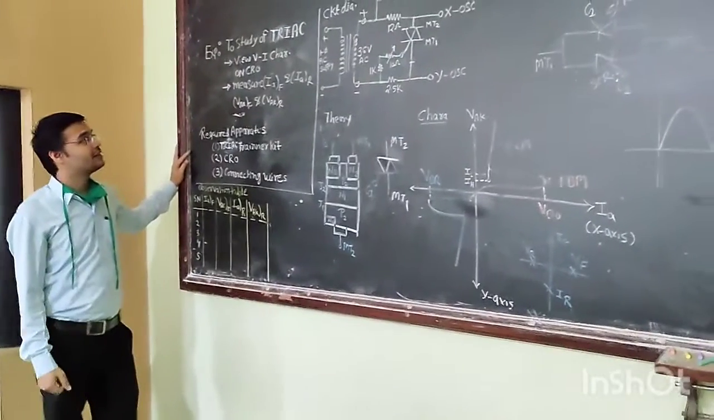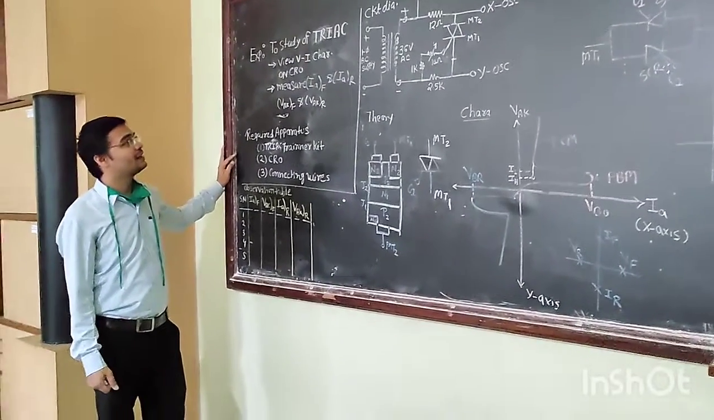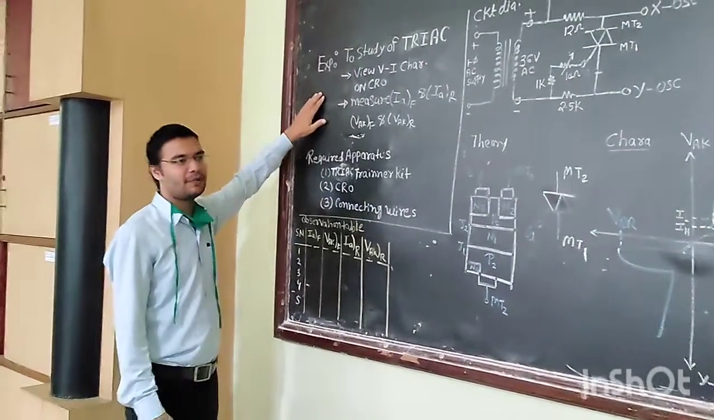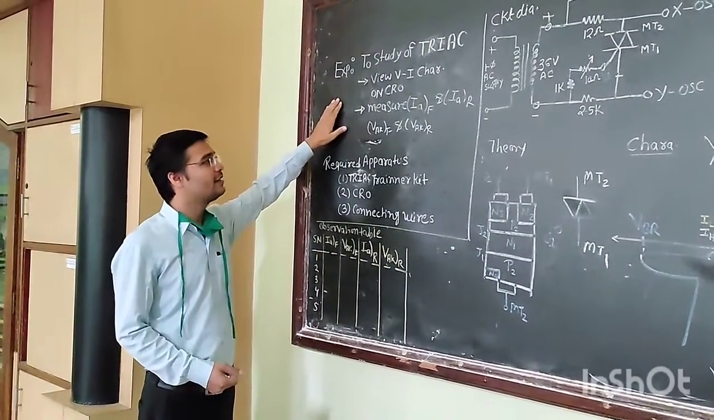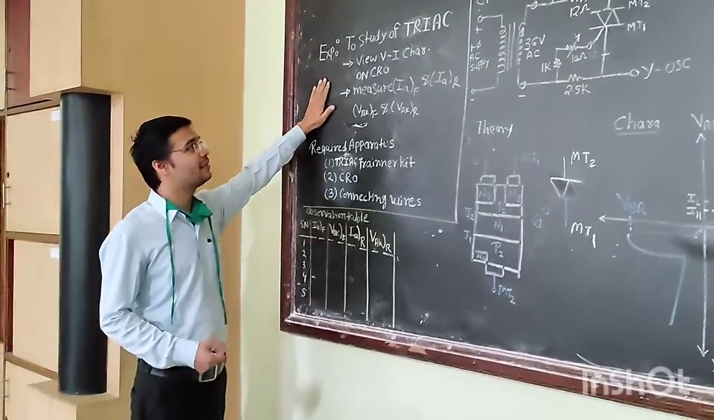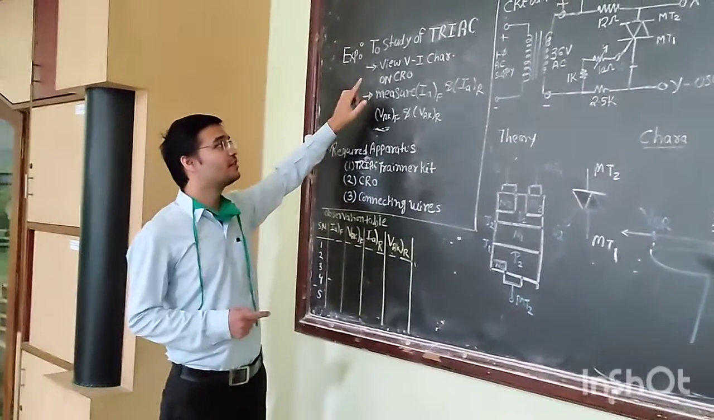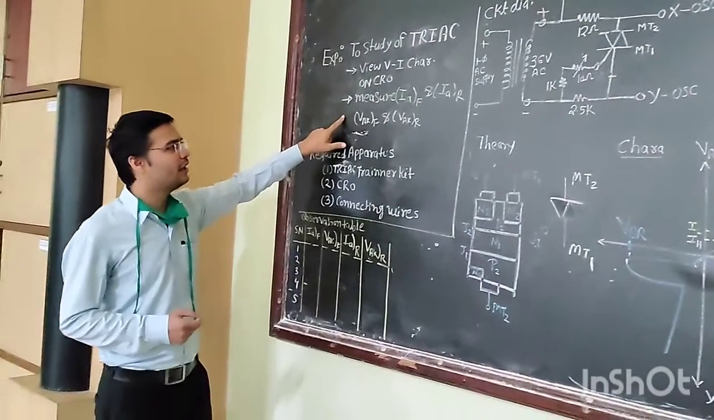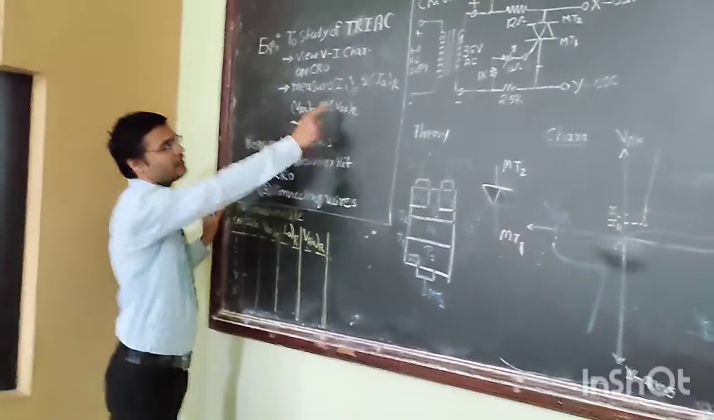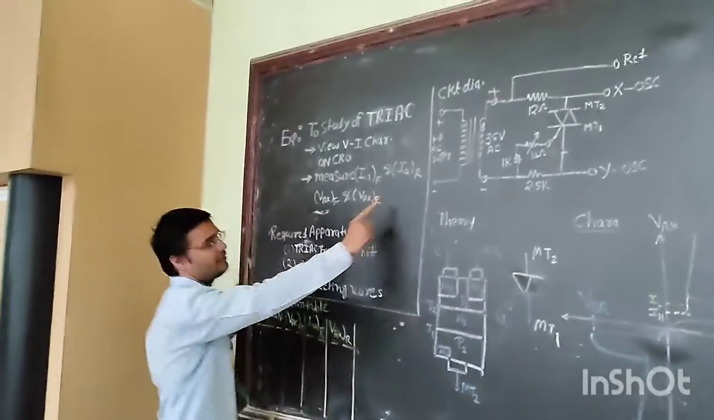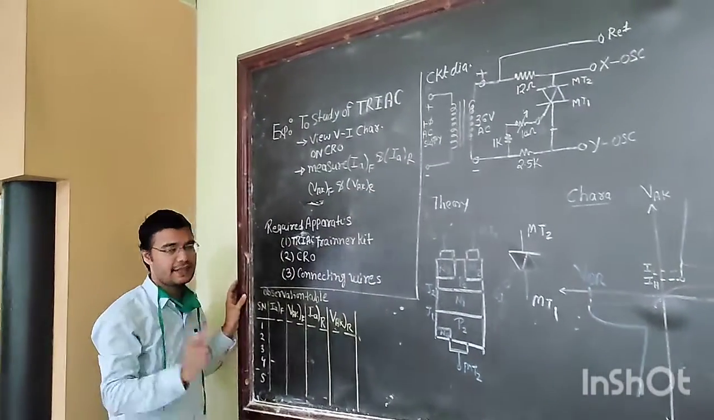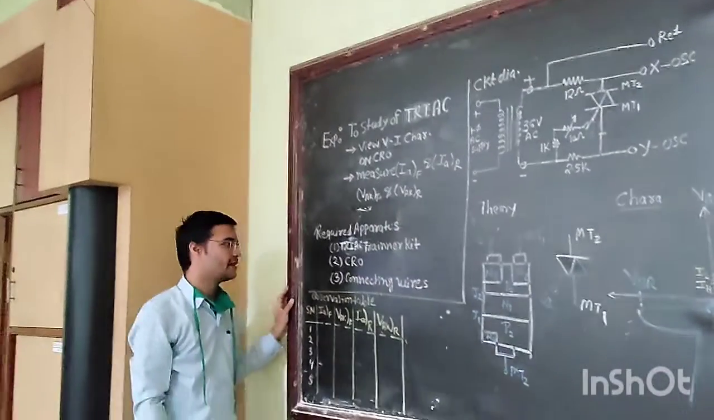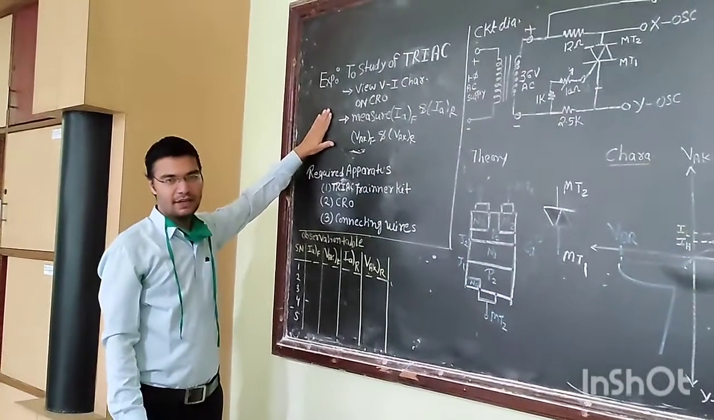Students, this is our third experiment, on the study of the triac. The theoretical background is covered in your theory lectures, but in this experiment we want to obtain two things. One is the VI characteristics of the triac on the CRO, and the second important point is to measure the forward anode current as well as the reverse anode current, and likewise the forward anode-to-cathode voltage and the reverse anode-to-cathode voltage. These are our two basic aims under this experiment.